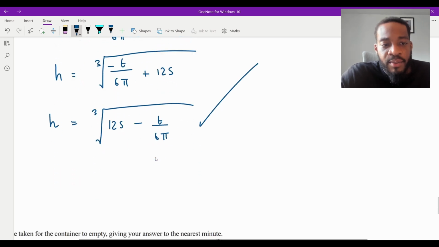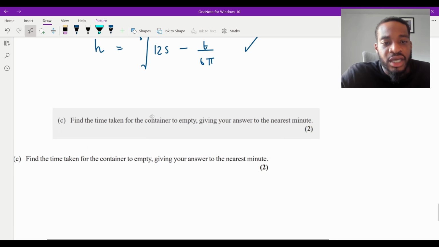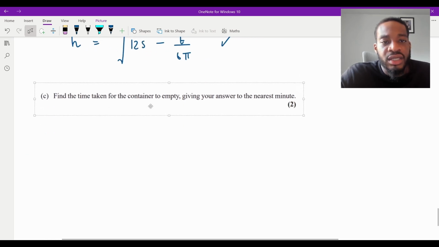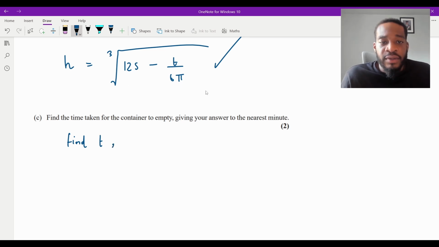So that's part B. Part C says, find the time taken for the container to empty. Give your answer to the nearest minute. Okay, well, we're looking for a time, right? So I'm going to write find t. Now, the formula is in terms of h and t. So we need to find t, and to find t, we will need a value of h. It says for the container to empty, right?